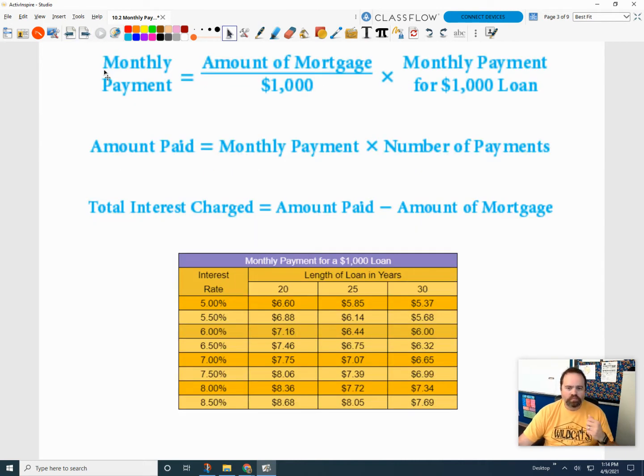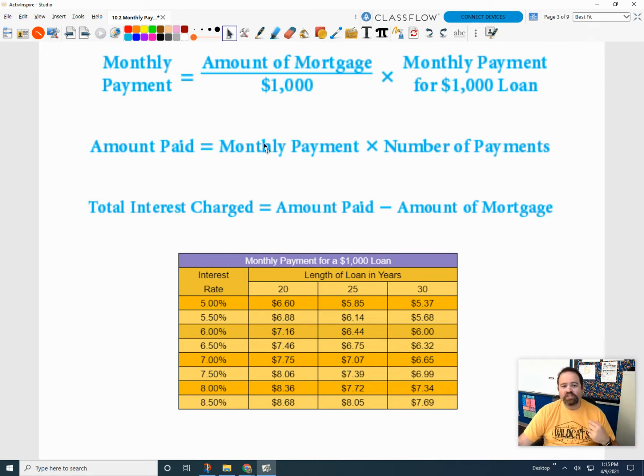Okay, so here's how this is going to work. Here is our typical loan amount if we only borrowed $1,000. To calculate our monthly payment, we're going to take the total amount of the mortgage. So if it's an $80,000 house, we would divide that by 1,000, and that's going to help us line up with what's on the table. And then you multiply by the appropriate number out of that table. So if it is a 20-year loan at 6.5% interest, we would multiply that by 7.46.